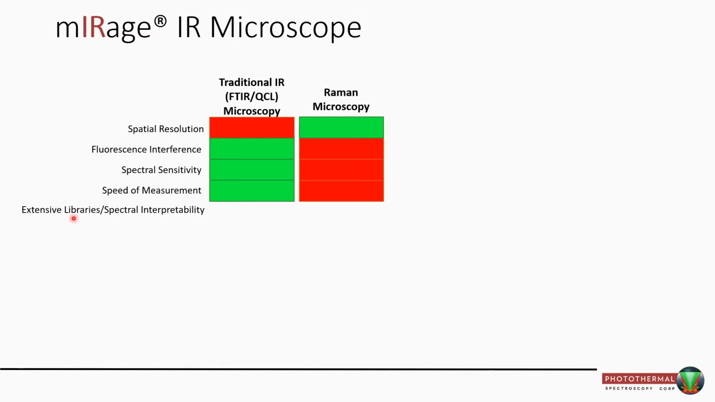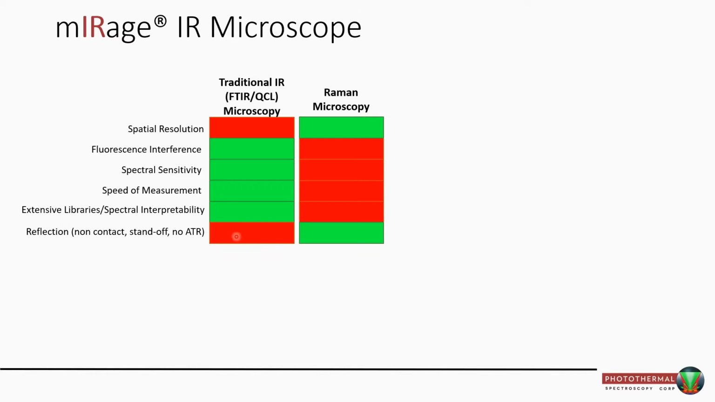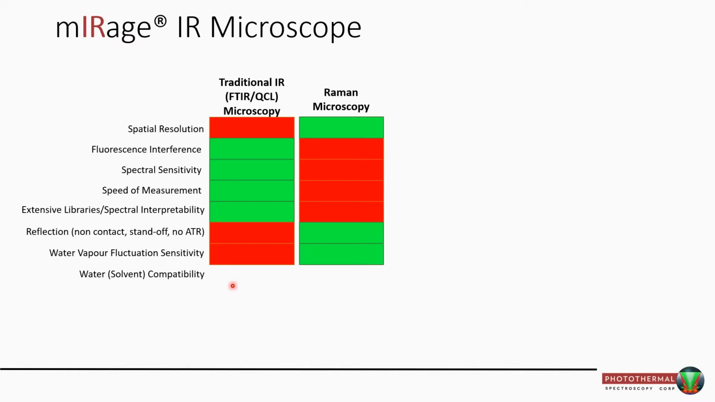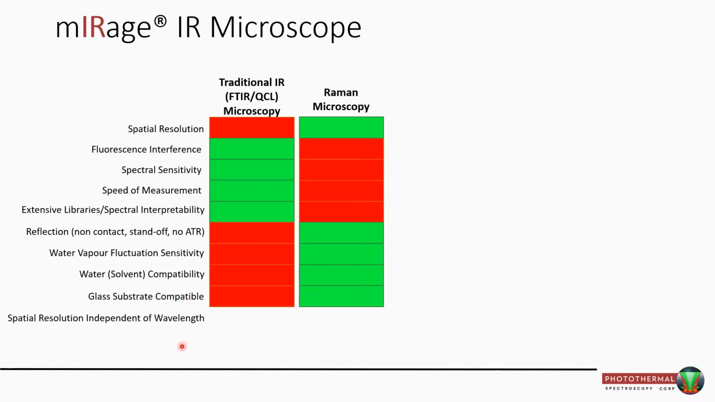In terms of extensiveness of libraries and spectral interpretability, the infrared is really rich from the interpretation standpoint, but also from the library standpoint. There's typically about 250,000 odd commercial libraries available, about a tenth of that in Raman, so they give it a red and green. Reflection mode works best in Raman, doesn't work so well in IR. Water vapor isn't an issue in Raman, but it is with IR, similarly with water as a solvent. And it's similar with glass substrates, and also with the wavelength independence of spatial resolution.